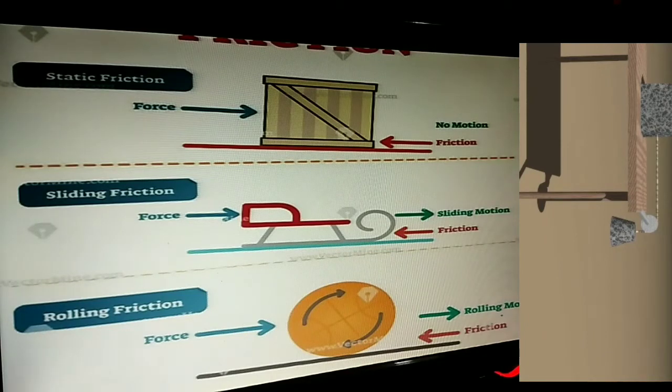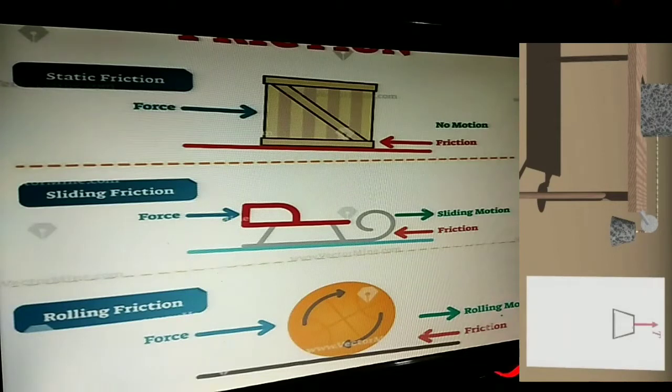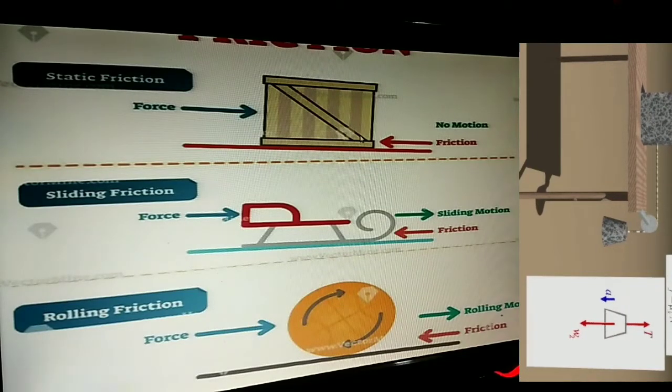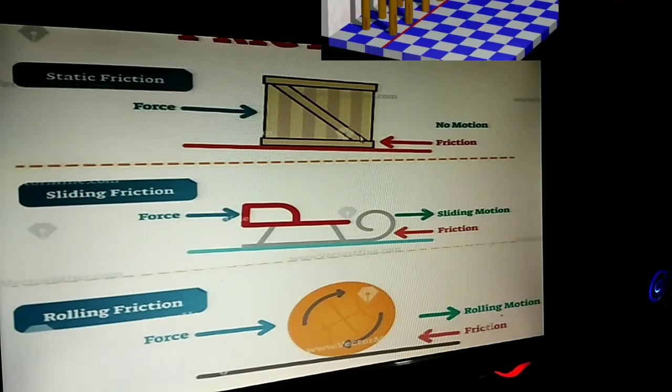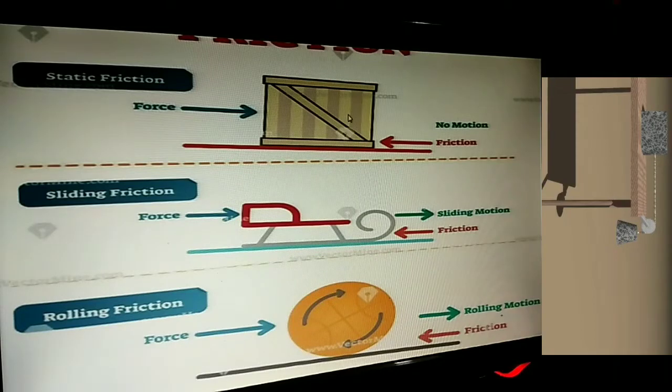Now, coming to friction. See, when the object is at rest, there is no motion. That means two forces, one is the applied force and the other is the frictional force, are acting on the body, and there is no motion. So, this is called static friction.